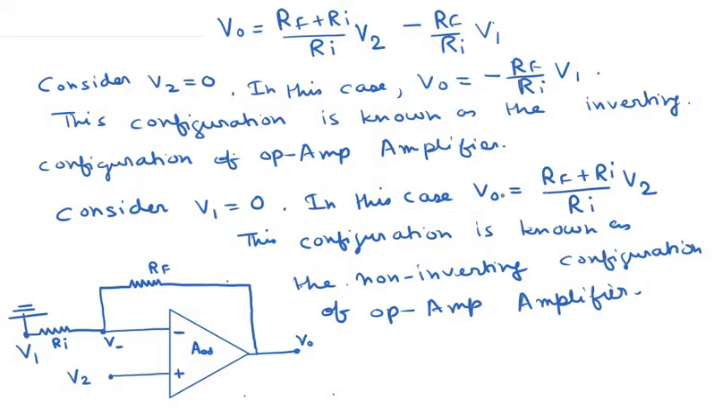Okay, so now why is this known as an amplifier? Because this factor is always greater than 1, so at the output we are basically getting an amplified version of this voltage V2. And why it is known as the non-inverting configuration is because the input voltage V2 is actually connected to this non-inverting terminal. So that is why this is known as the non-inverting configuration of the op-amp amplifier.